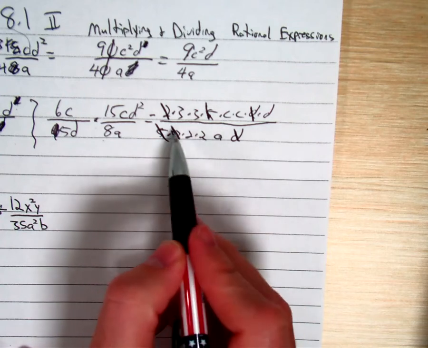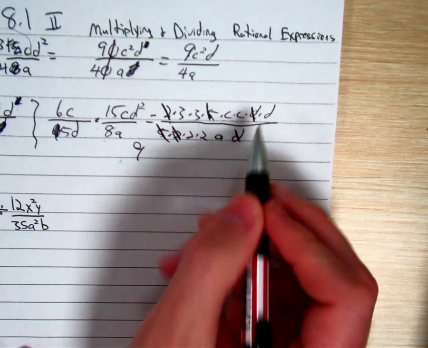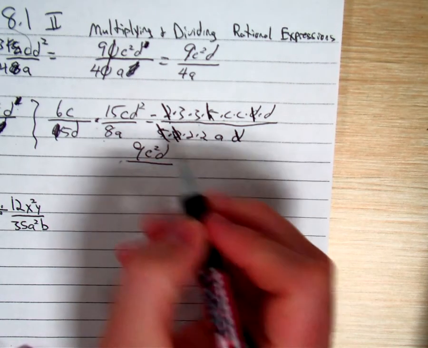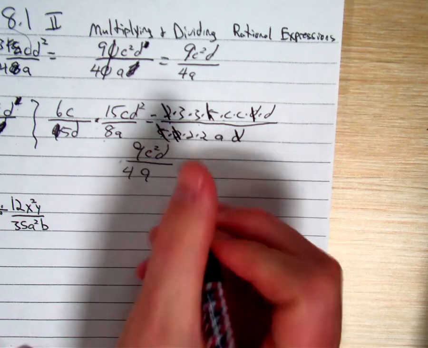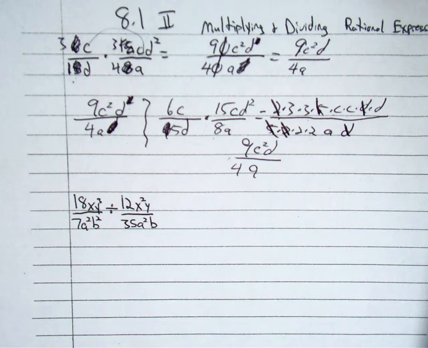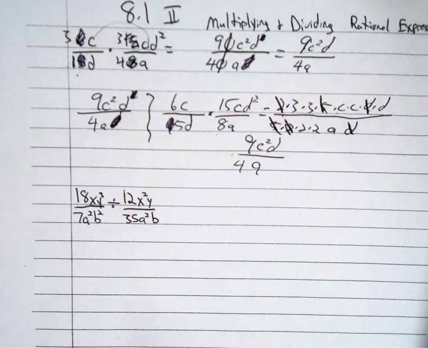So now on the top I have 3 times 3 is 9. C times C is C squared, and then with a D. Across the bottom, 2 times 2 is 4 with an A. So there's 3 different ways that we got the same answer. And I'll leave it up to you as to which one you do. This one up here where you just multiply straight across and then try to reduce, that's probably the easiest as far as strategy-wise, but it's also the hardest at the end to try to reduce those numbers.